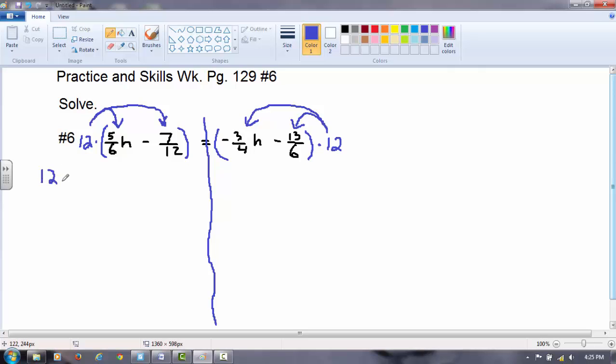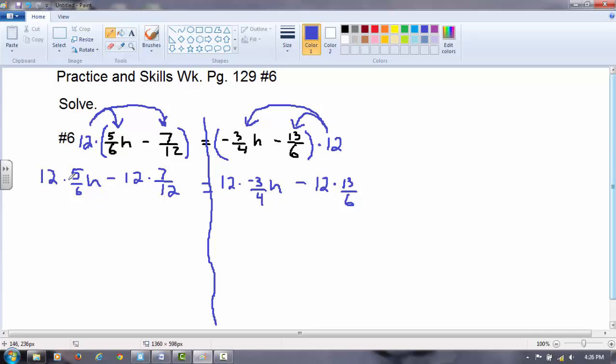I'm going to go 12 times 5/6 h minus 12 times 7/12 equals 12 times negative 3/4 h minus 12 times 13/6. On this one right here, the negative is out in front. We have a choice. We can put it on the top or the bottom. Doesn't matter. I normally put it on the top to make it a little easier.